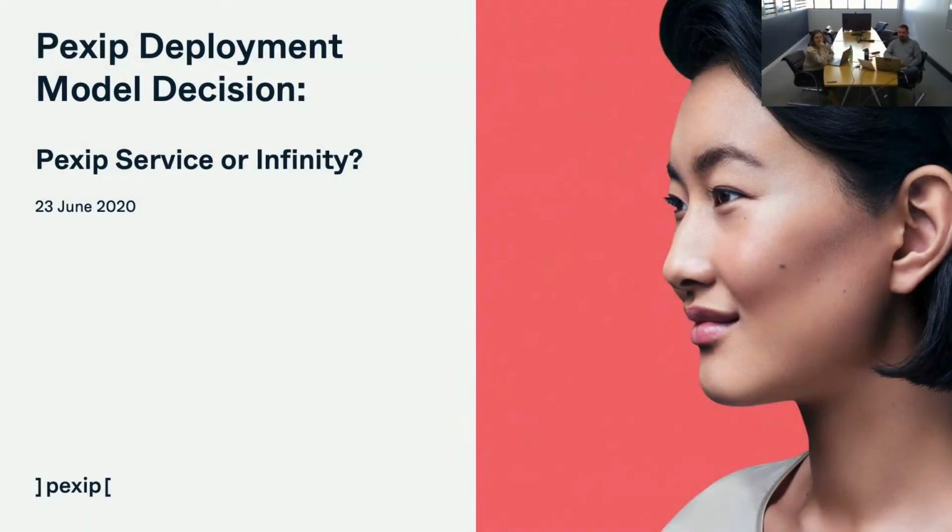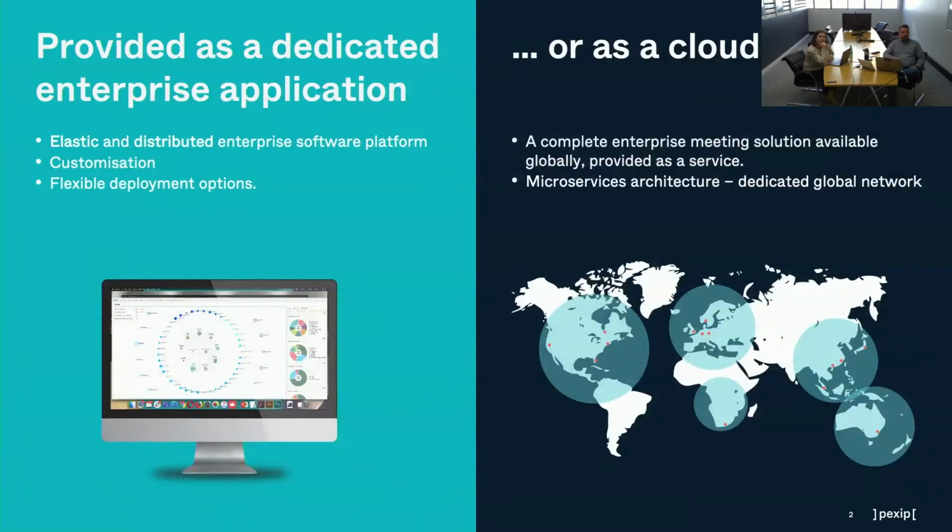So what we're generally going to talk about today is trying to articulate the differences between our Pexip service, our go-to-market as a cloud, and the self-hosted solution of Infinity, which most of you know quite a bit about. So I'll try and keep it on point and not jabber on too much. But essentially we have the two go-to-market offerings.